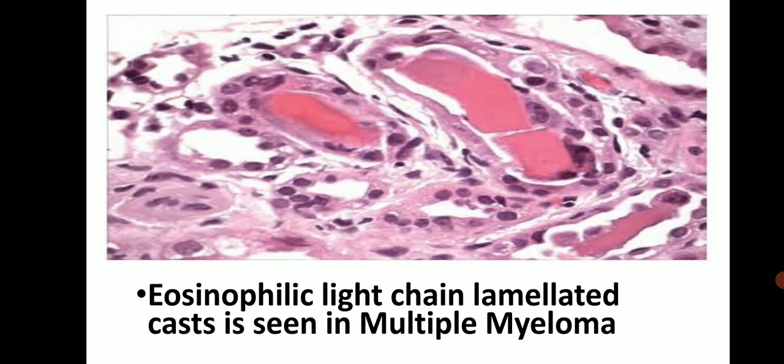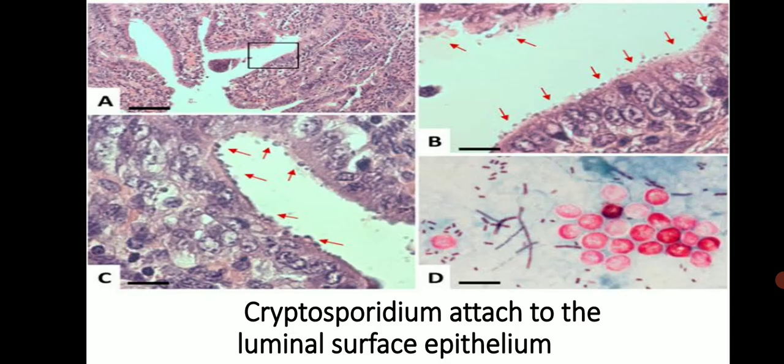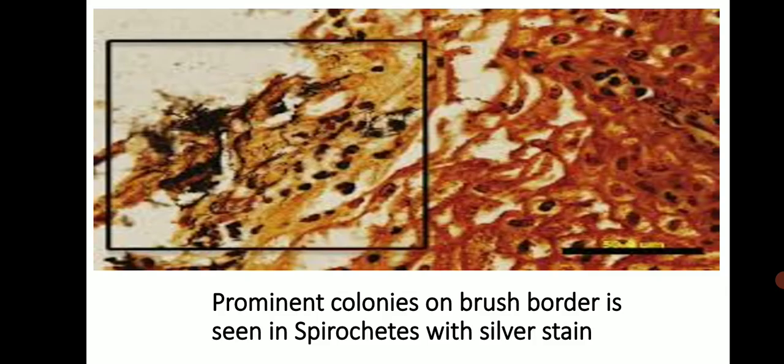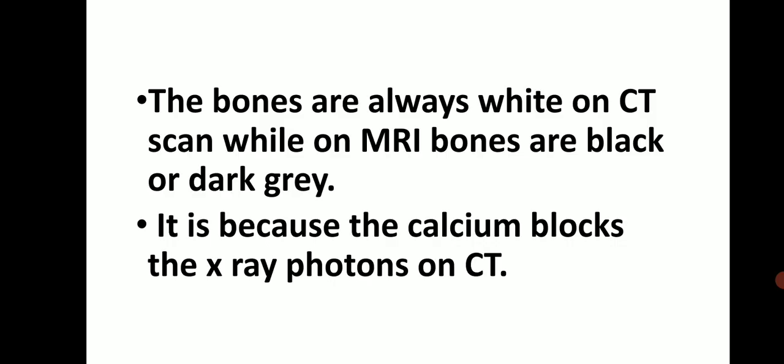Eosinophilic light chain laminated cast is seen in multiple myeloma. Cryptosporidium attached to the luminal surface epithelium. Prominent colonies on brush border is seen in spirochetes with silver stain. The bones are always white on CT scan, while on MRI, bones are black or dark gray. It is because the calcium blocks the X-ray photons on CT.